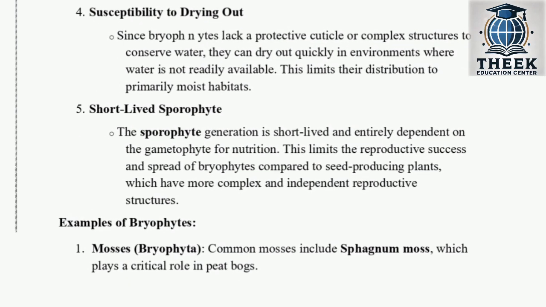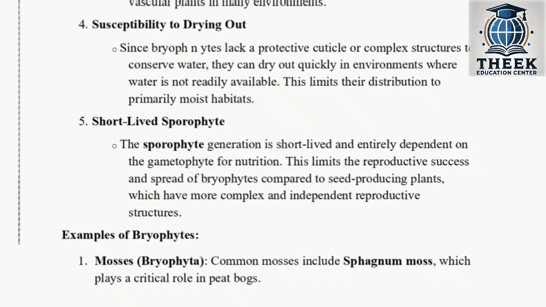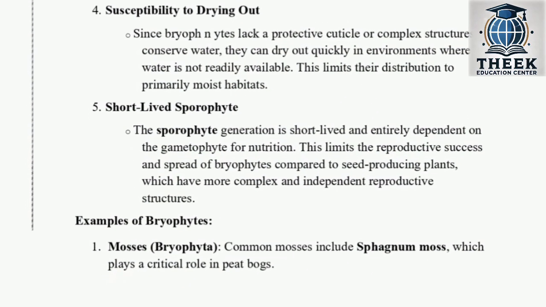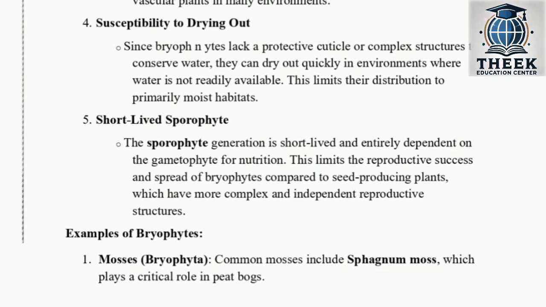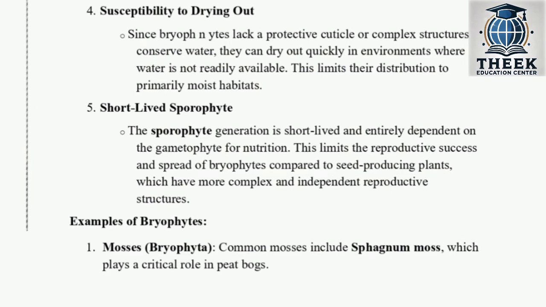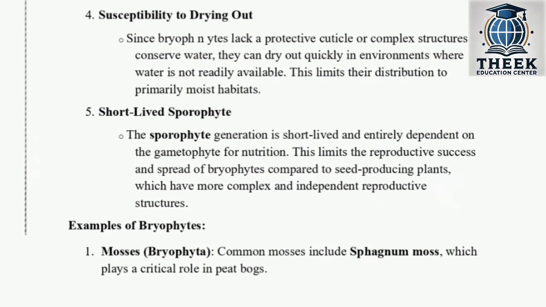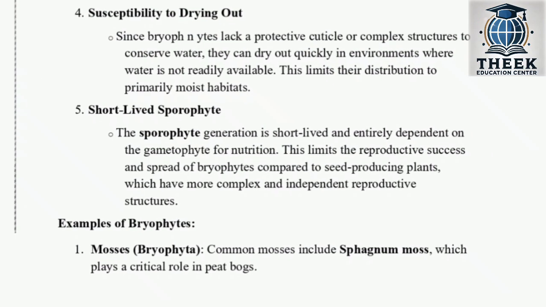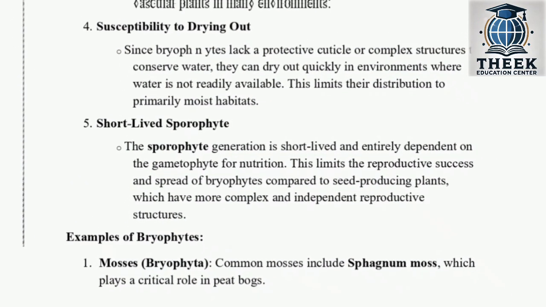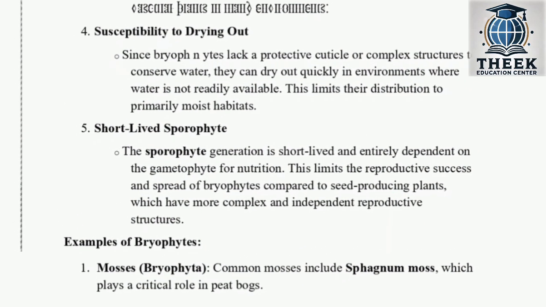Short-lived sporophyte. The sporophyte generation is short-lived and entirely dependent on the gametophyte for nutrition. This limits the reproductive success and spread of bryophytes compared to seed-producing plants, which have more complex and independent reproductive structures. So, short-lived sporophytes limit this type of plant from spreading out in the ecosystem.